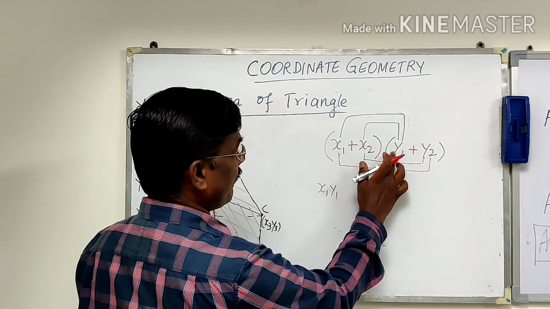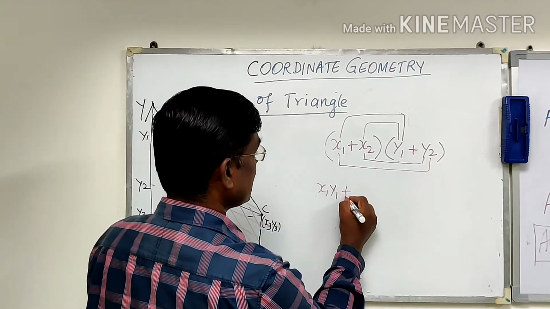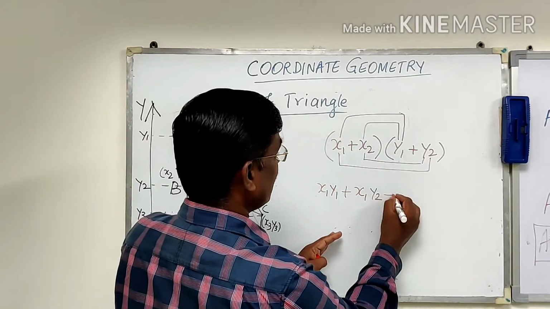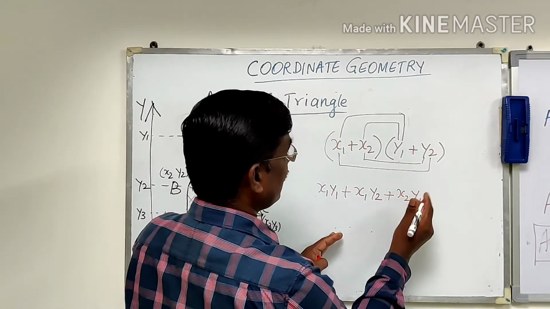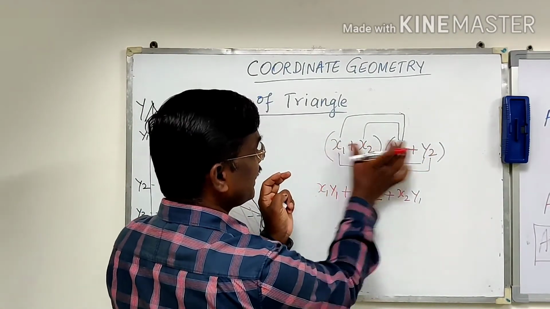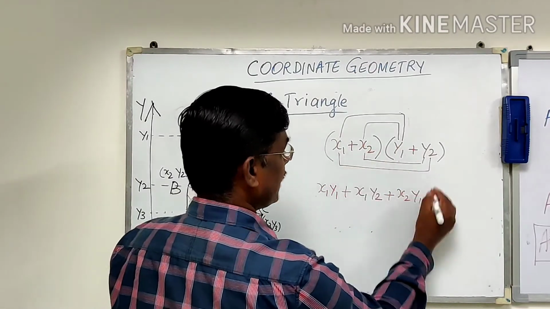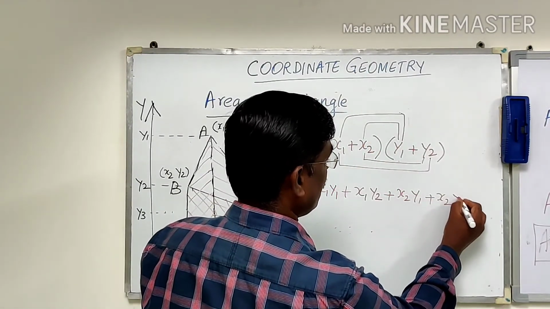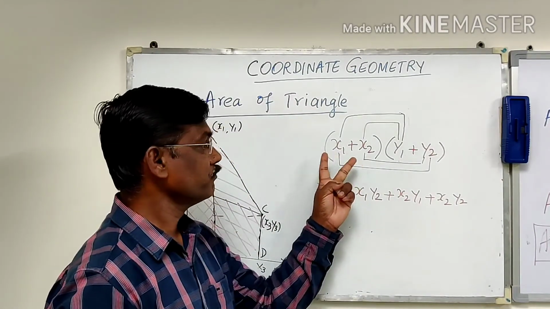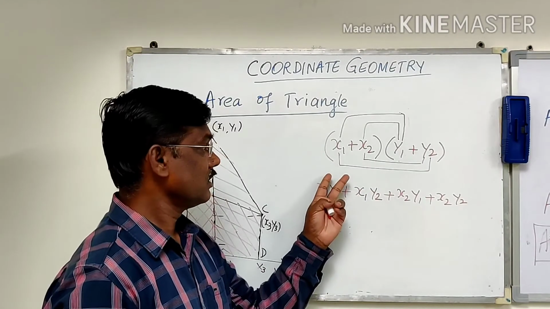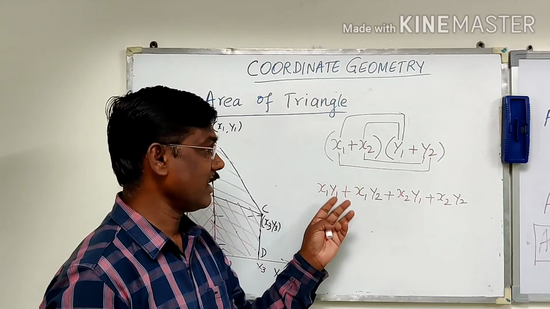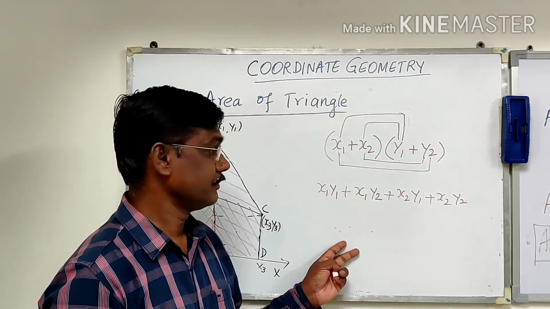So x1, y1, outer terms plus x1, y2, then inner terms plus x2, y1, then last terms. Last term in each algebraic expression, x2, y2. So this is the way of multiplying two algebraic terms. So by using this, now we are going to derive the formula for area of triangle. Okay, this you should remember.